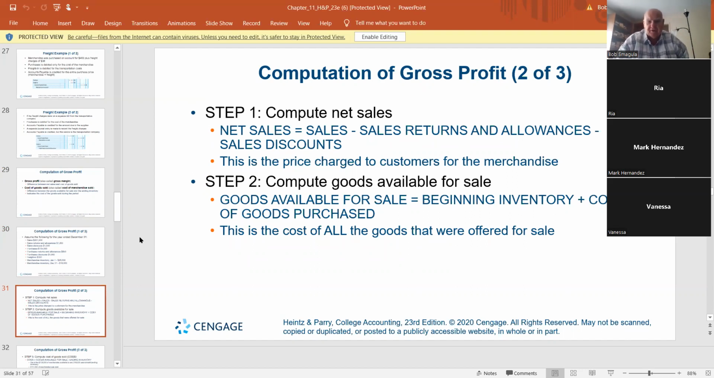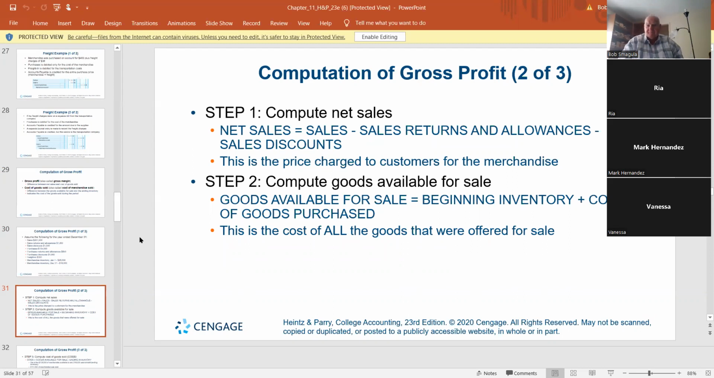First step, compute net sales. We know how to do that now. Net sales. Sales minus your sales returns and allowances, minus your sales discounts, minus any credit card fees. That'll get you down to net sales. So that's step one. Next step, we're going to compute something called goods available for sale. That's your beginning inventory balance plus the cost of goods purchased.